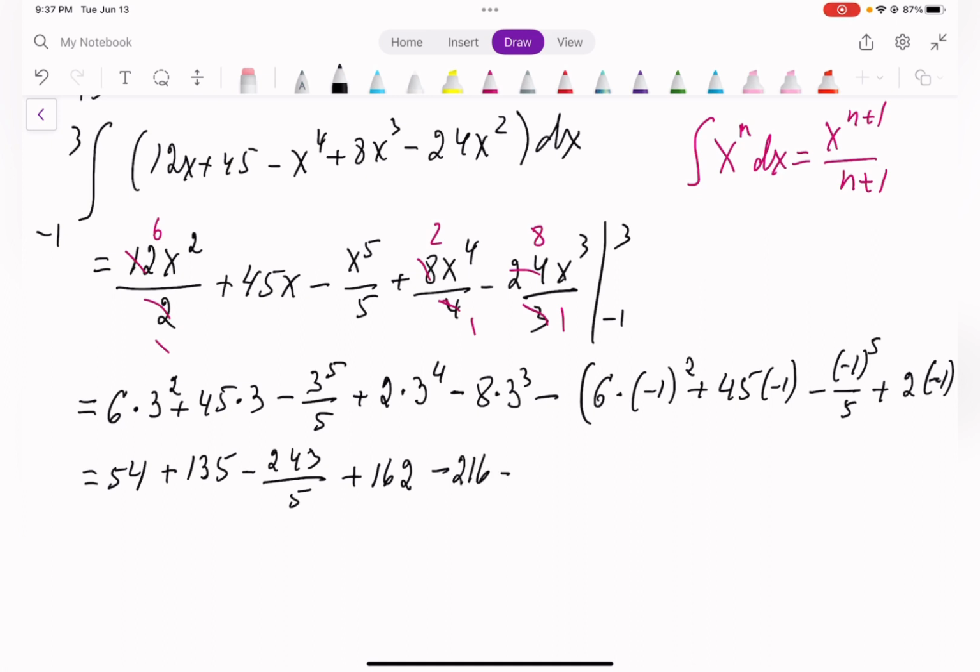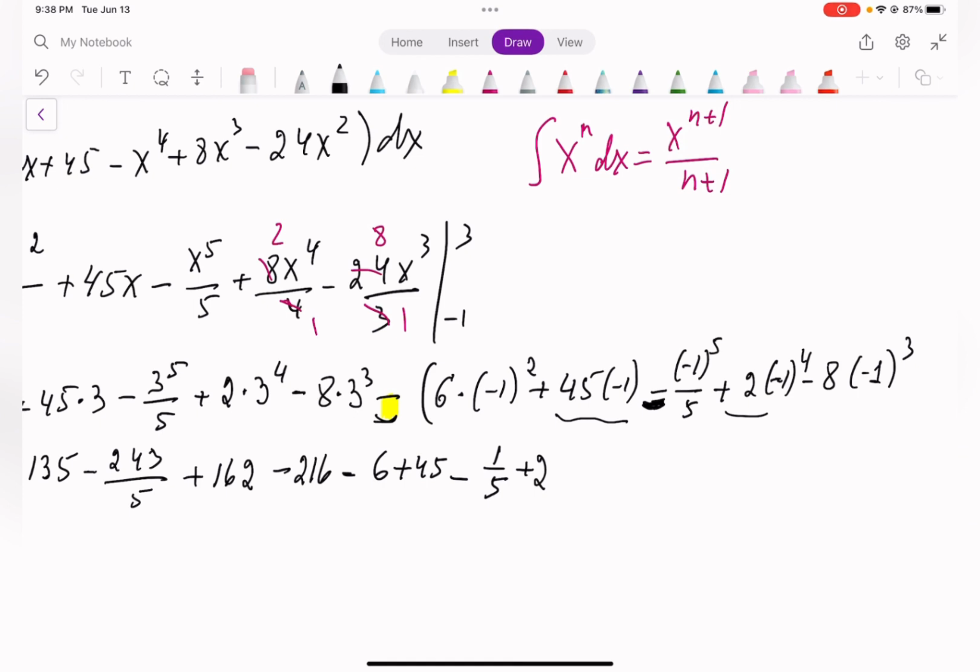minus, so negative 1 squared is 1, so it's going to be minus 6, because I'm opening parentheses at the same time. So here I have 45 times negative 1, negative 45, and considering this negative, it's going to be positive 45, right? And then negative 1 to the 5 is negative 1. With this negative it's going to be positive, and with this negative it's going to be negative again. Negative 1/5, and then 2 times negative 1 is negative 2, and with this negative it's going to be positive 2.